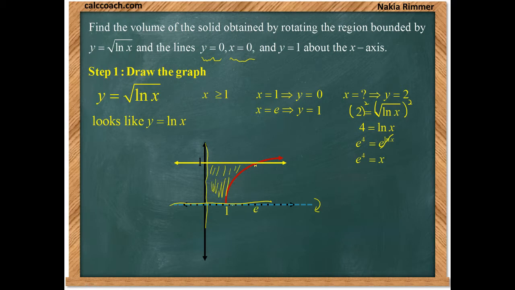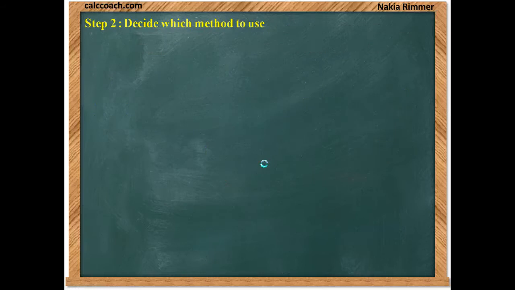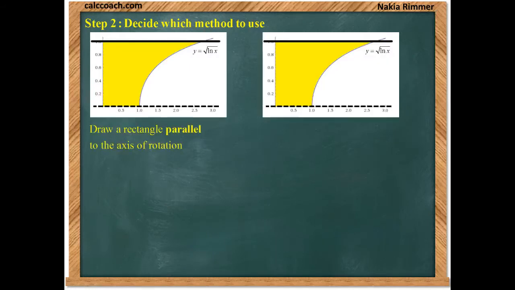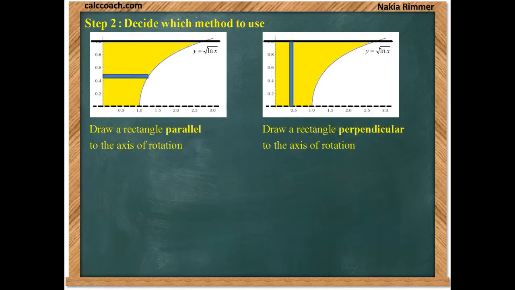These guys intersect, remember, at e. Revolve this around the x-axis. We need to figure out what method to use. So we have a graph for each. On one we draw a rectangle that's parallel to the axis of rotation. On the other we draw a rectangle that's perpendicular to the axis of rotation. When it's parallel, that shell, this rectangle, is horizontal and gets moved upward, and so that's in y. But this vertical one is going to move left and right.